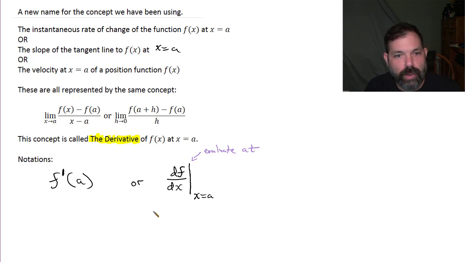All right, so I'm going to stop this video here now that we've introduced the concept of the derivative and the notation, and I'm going to pick back up in the second video with actual examples of the use of this notation and finding derivatives. I'll see you there.